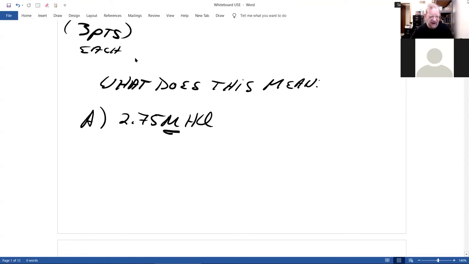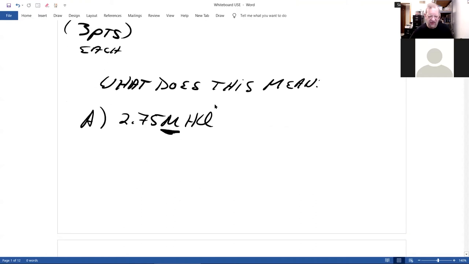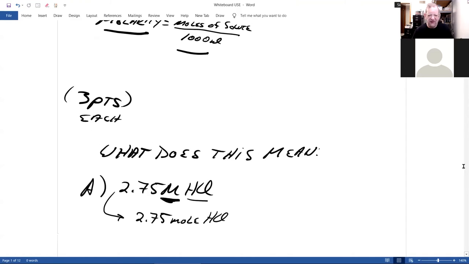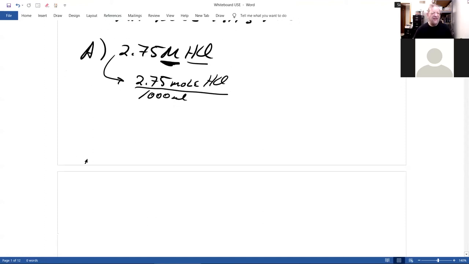What does this mean? Capital M tells you molarity. And what is molarity? It's moles of solute per 1,000 milliliters. What's the solute? HCl. So what does this mean? It means 2.75 moles of HCl, and molarity is per 1,000 milliliters of solution. And that's how you do it.